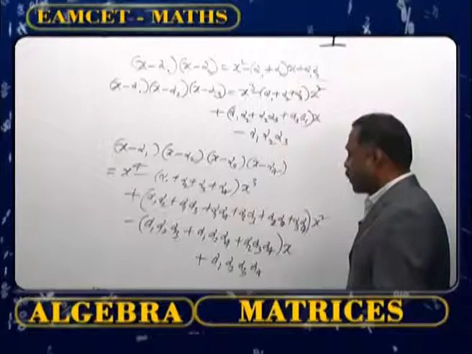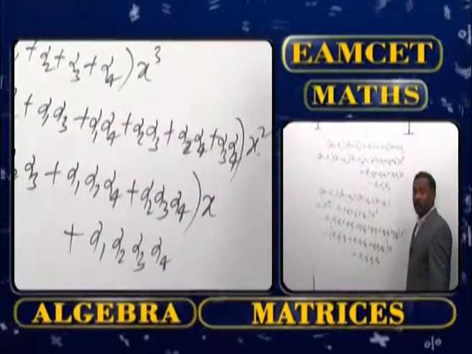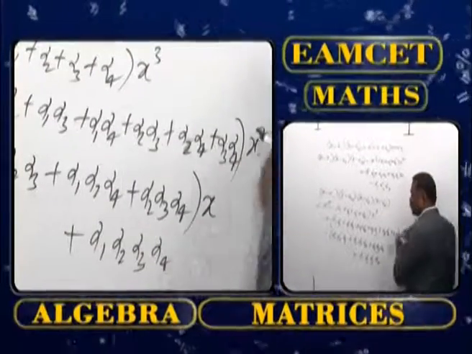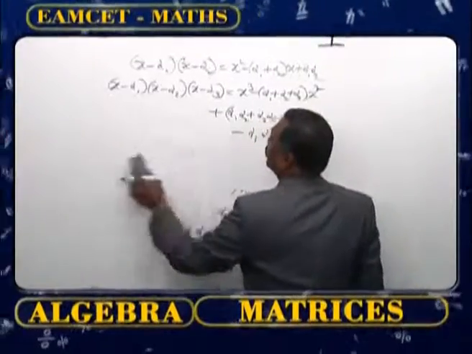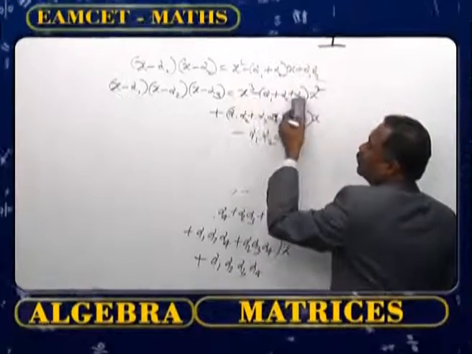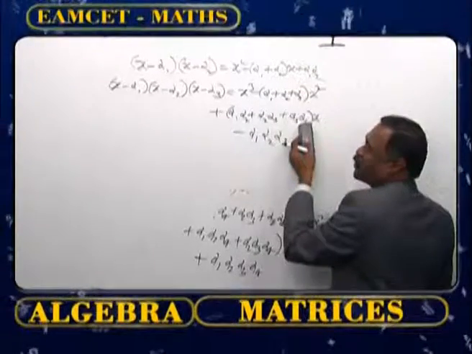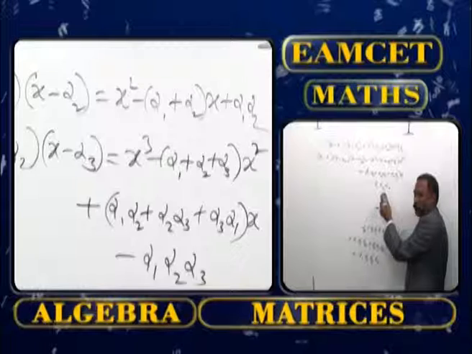So when you want to multiply three factors or four factors, you can simply apply this, and I will show you how simple it is. This one, that's what I have shown here. Sum of the roots here, product of the roots here, sum of the roots taken two at a time here, sum of the roots taken all at a time here is nothing but the product of the roots. Similarly here also the same.